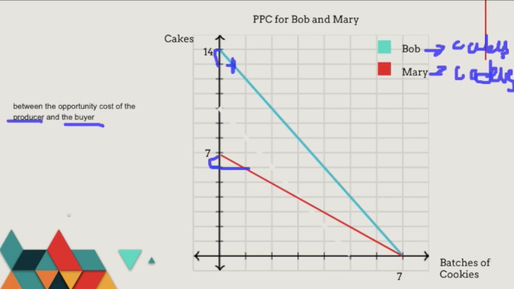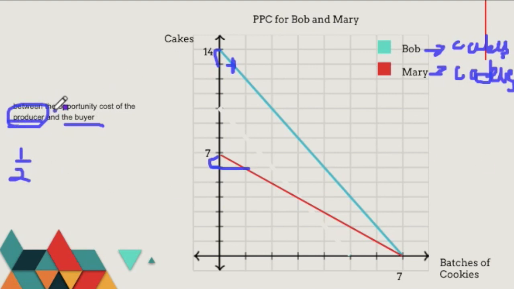In this case, Bob is making the cakes, so he's going to be selling them to Mary. That means Bob is the seller and Mary is the buyer for cakes. The opportunity cost of the producer for cakes is going to be 1/2, because Bob is losing 1/2 batch of cookies for every cake he makes. That means his opportunity cost for one cake is 1/2. Since he's the producer, 1/2 is going to be the opportunity cost of the producer.